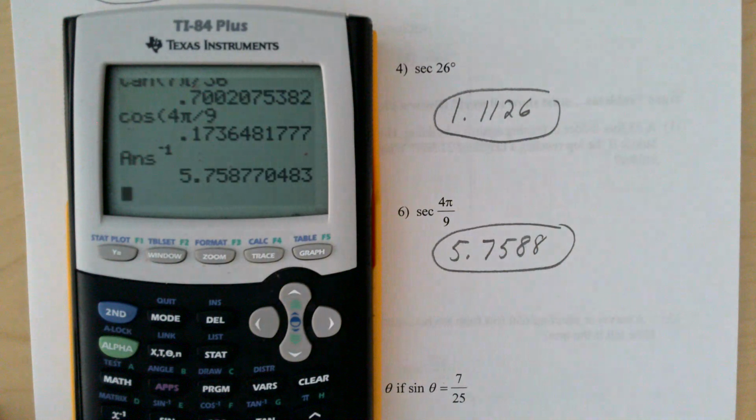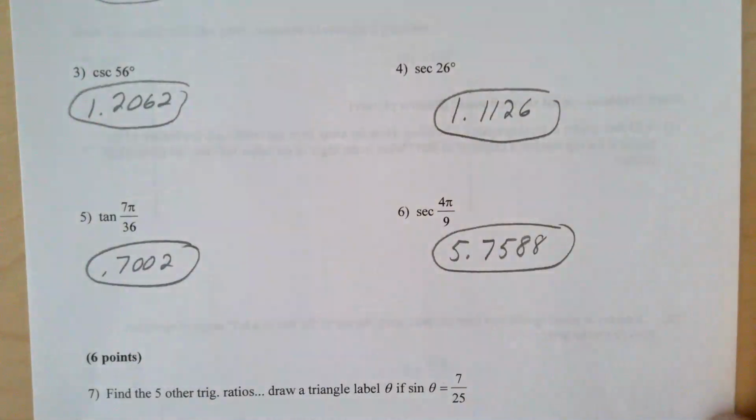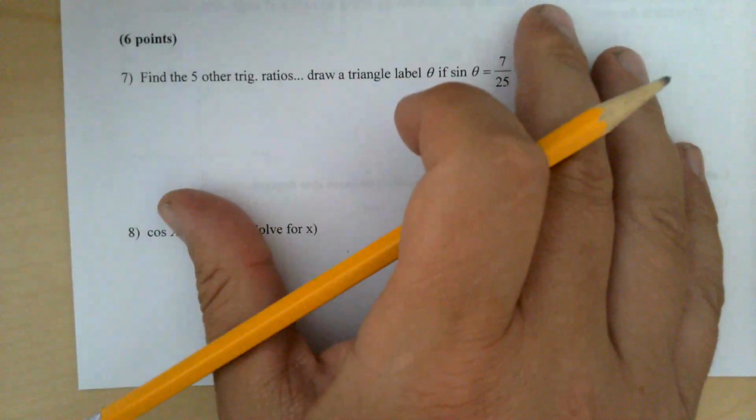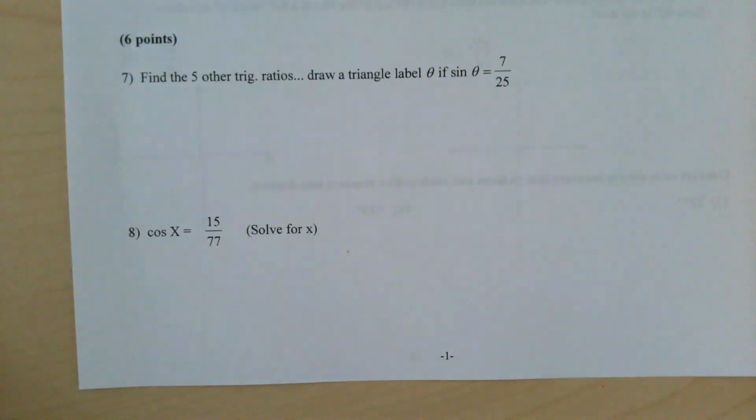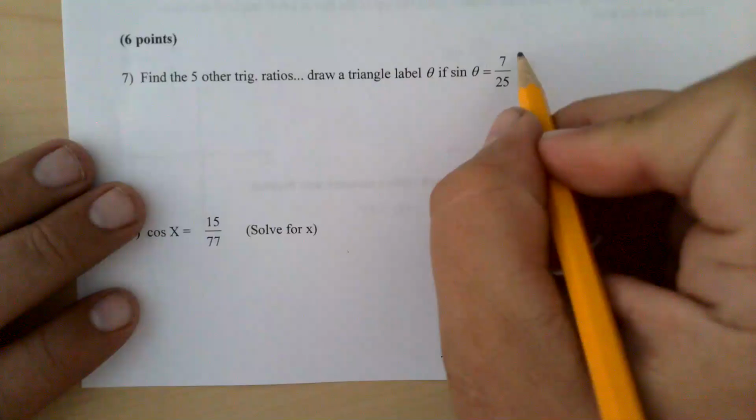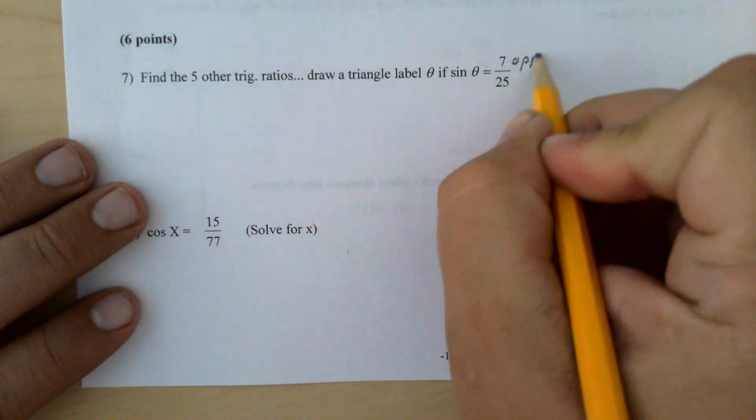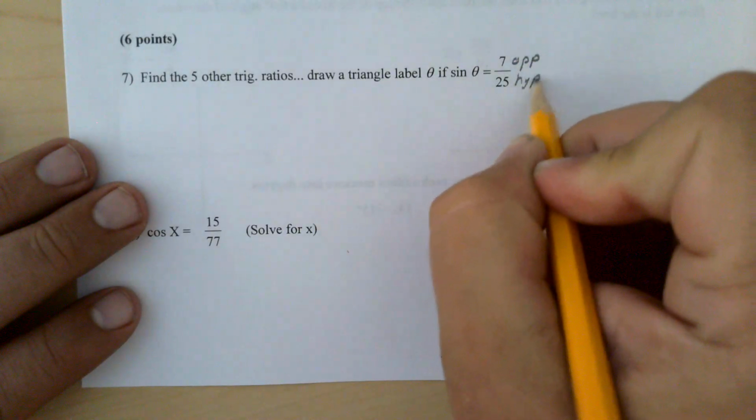Okay, there you go. Now remember, if you want your calculator to round for you, you can hit mode and set the float. Okay, so now this was on your quiz. I already quizzed you on this section where I want all the trig ratios, all 6 of them. And I'm telling you one of them. So when I tell you the sine, I am telling you the opposite over the hypotenuse, okay?